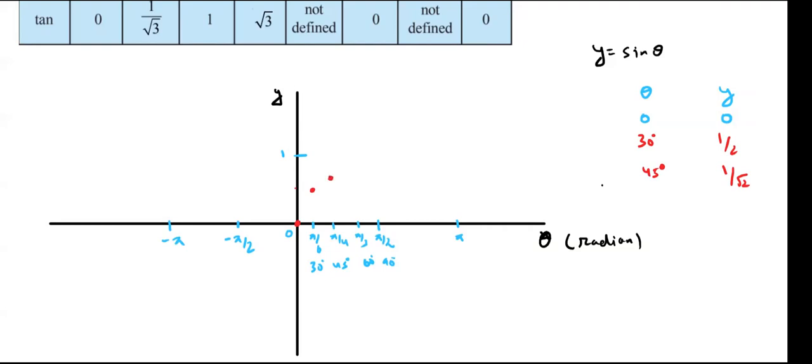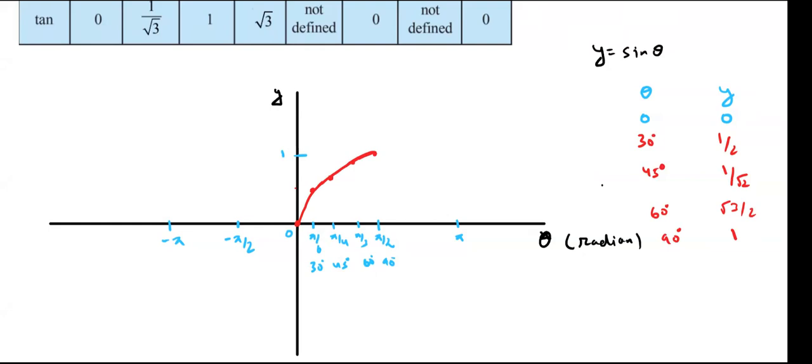Then for 60 degree, what's the value? Root 3 by 2. Very good. So root 3 by 2 certainly comes somewhere here. And then 90 degree. What's the value at 90 degree? 1. So at 90 degree, we are here at 1. So tell me, is this linear, or is it a curve? This is like a curve. Yes or no? Makes sense? Right?